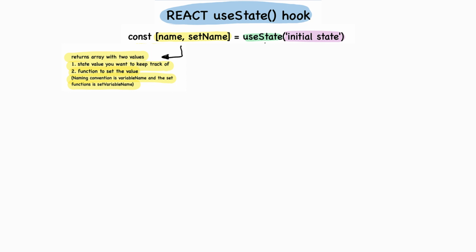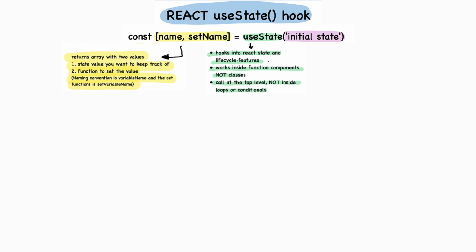Also make sure you use the proper naming conventions. Use any name for the variable name that you think is meaningful, but for the set function, make sure you use the keyword set plus the name of the variable. It's not required, but it's highly recommended so that your code is easy to understand and maintain. useState hooks into React state and lifecycle features to keep track of our component state.